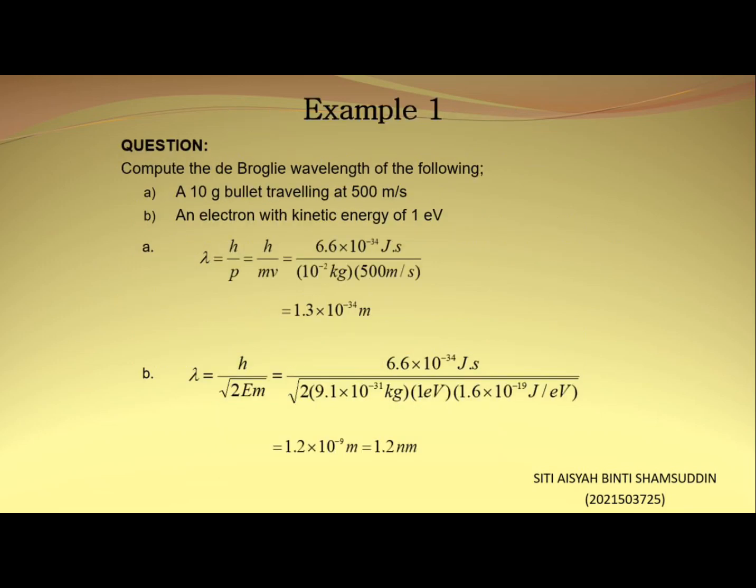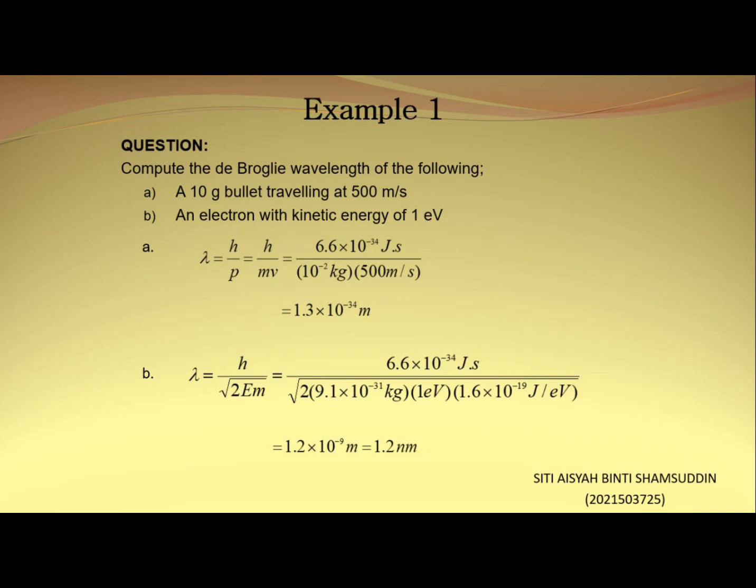Let's try to answer questions. Example 1. Compute the de Broglie wavelength of the following. A, a 10-gram bullet traveling at 500 meters per second. We need to convert the mass to kilograms and we get 10 to the power of negative 2 kilogram, and the velocity is 500 meters per second. Substituting all the values into the formula lambda equals h over mv, the answer we get is 1.3 times 10 to the power of negative 34 meter.